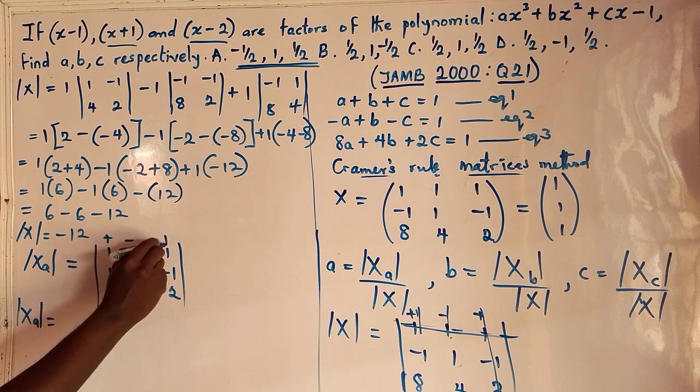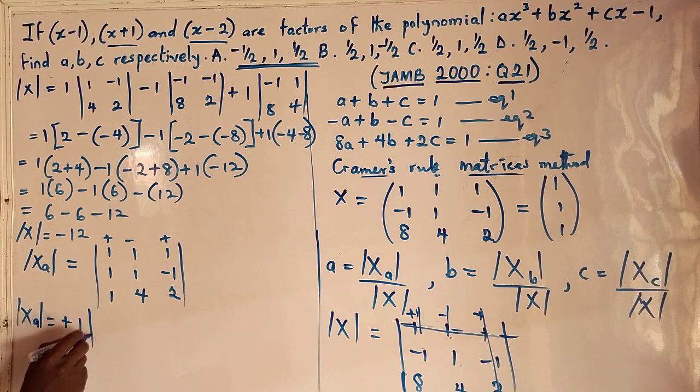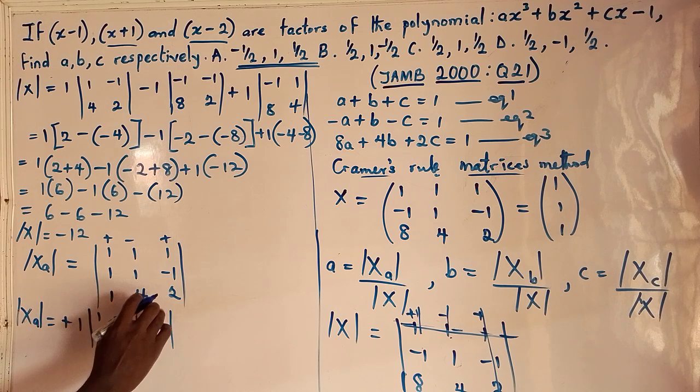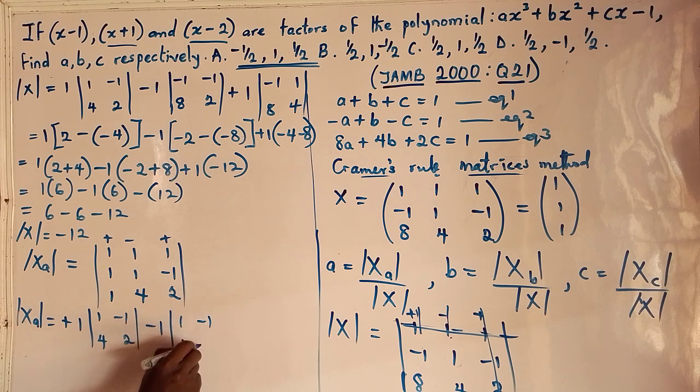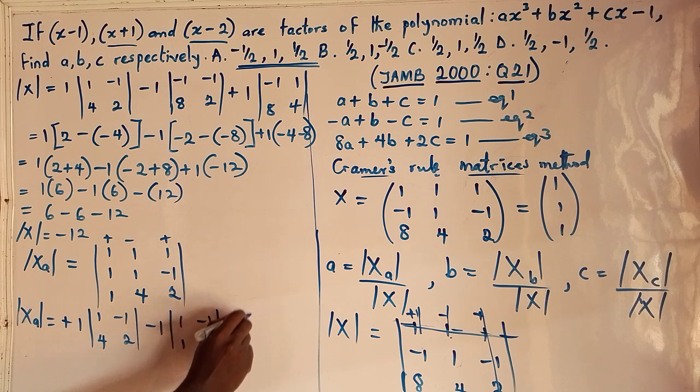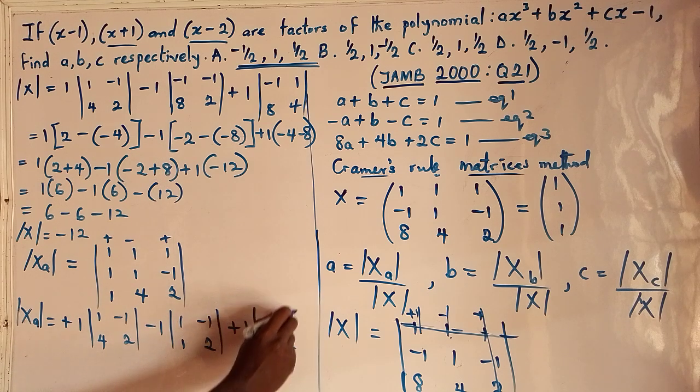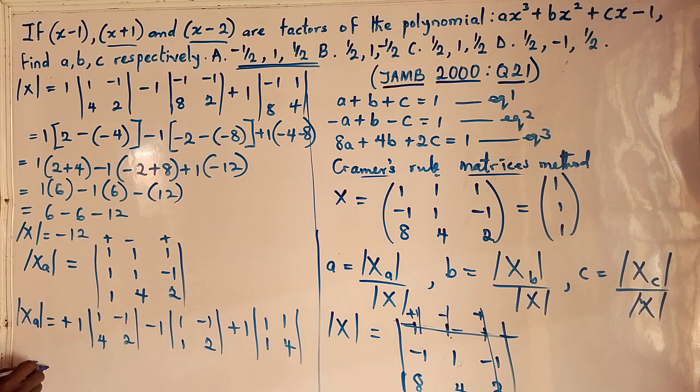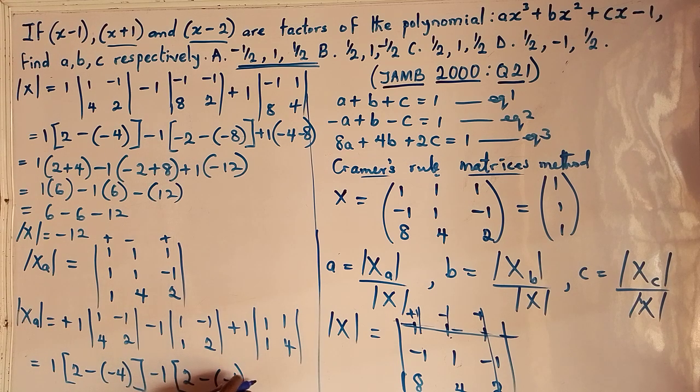The determinant of X subscript A will be equal to, just like the way we did for the other one, plus 1 times the determinant of 1, 4, minus 1, 2, and then minus 1 times the determinant of 1, 1, minus 1, 2, and then plus 1 times the determinant of 1, 1, 1, 4. So that is 1, open bracket, 2 minus 4, close bracket, minus 1, open big bracket, 2 minus 1, close big bracket, plus 1, open bracket, 4 minus 1, close bracket.